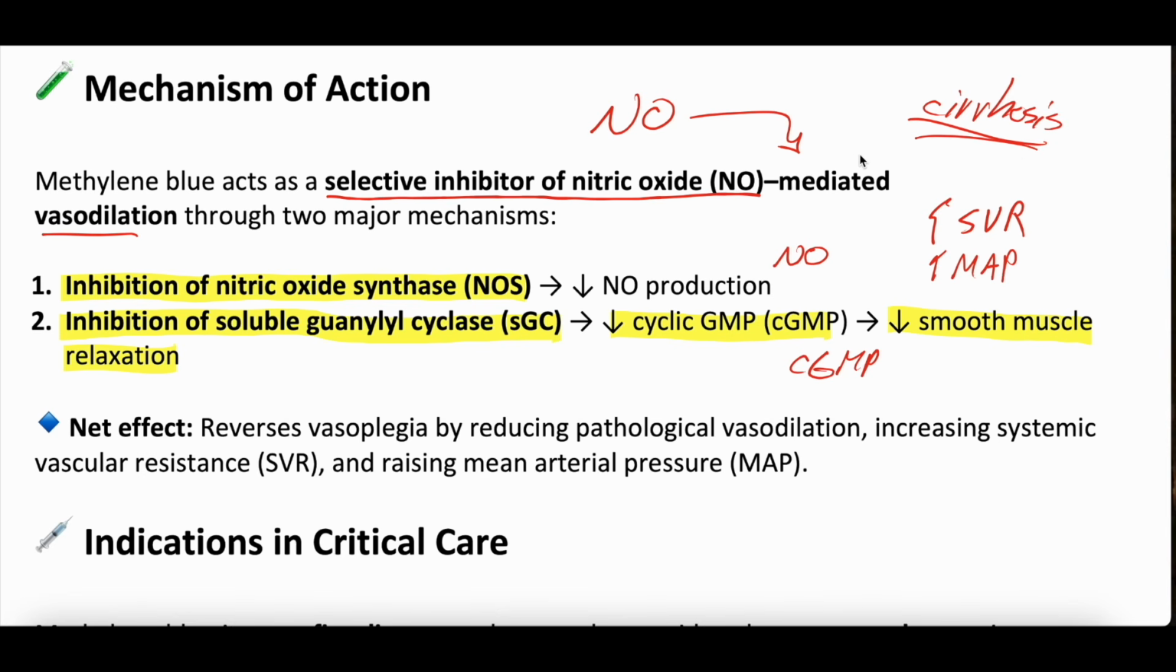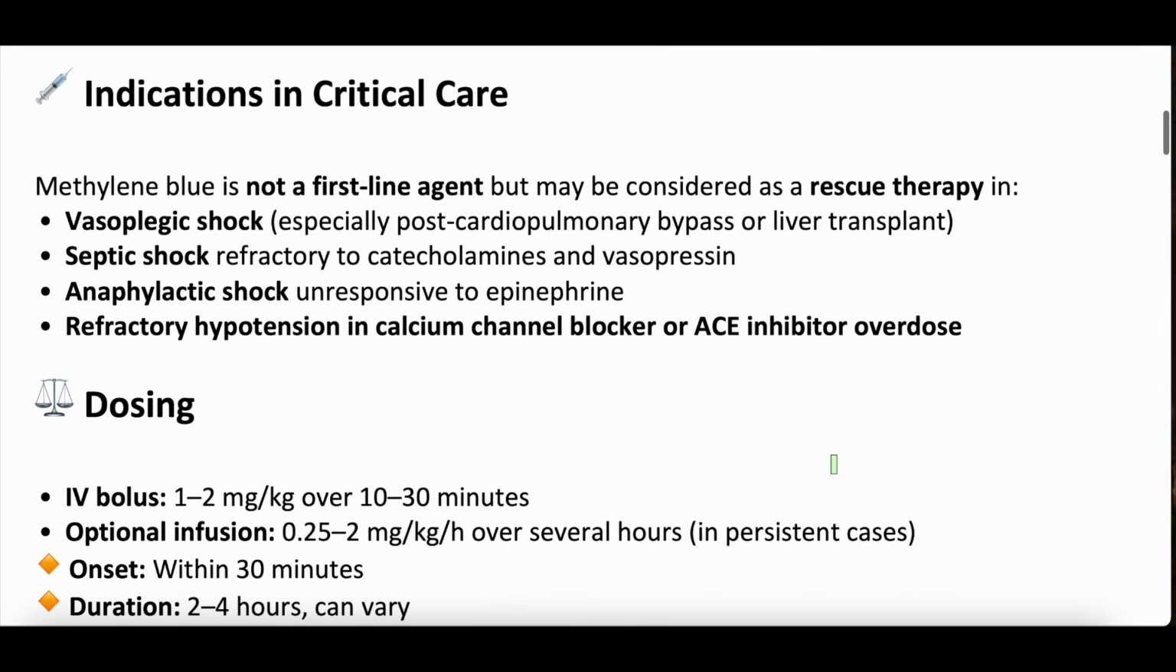But we'll talk about if there's ever any evidence to support its use, although we do use it. So the net effect here for methylene blue is that it reverses vasoplegia by reducing pathologic vasodilation, increasing systemic vascular resistance, and thus raising the mean arterial pressure, or the MAP. So indications in critical care, this gets a little tough, right? Methylene blue is not, and we want to emphasize, is not a first-line agent.